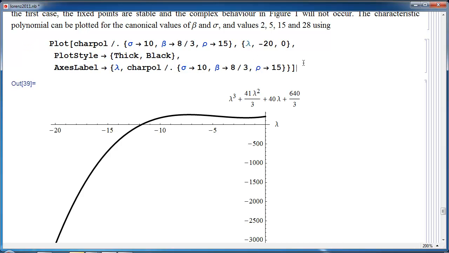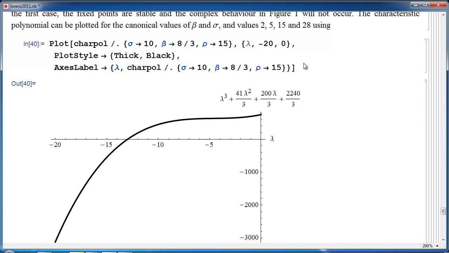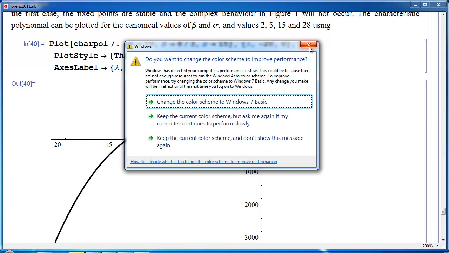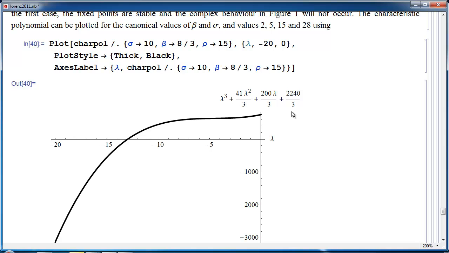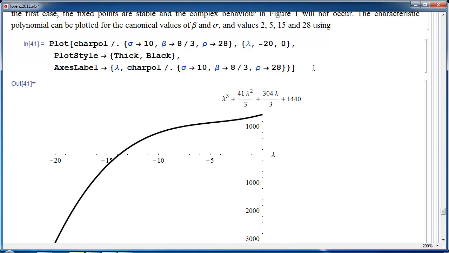Let's put 15 in and plot the characteristic polynomial, and now, sorry about this, it happens sometimes, we see that as predicted the characteristic polynomial is monotonic. And now we go to the canonical value where all the simulations have been done, 28, and the same is true.